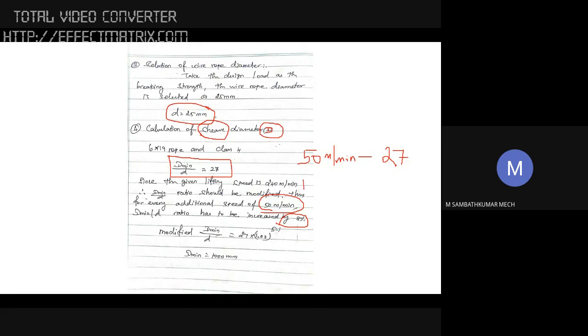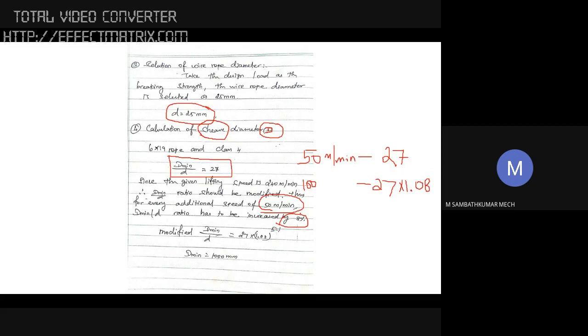So you should calculate for every 50 meter per minute, you should increase 8% of the D by d ratio value. So for 100, 27 into this value into 1.08, because 8% means 0.08. So it will increase 8%, meaning you can add 108%, so it is around 1.08. Or you can calculate 27 into 0.08 plus 27. All are same, the value will be same only.